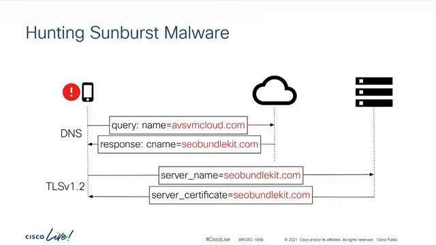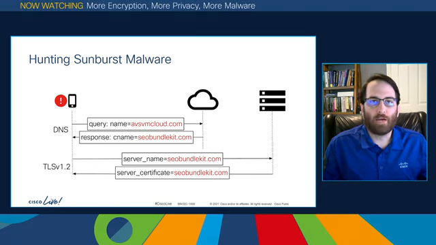The infected client will then initiate a TLS handshake where we can see the indicator of compromise seobundlekit.com in both the TLS client hello and the server name extension, and in the server certificate and the subject alternative name extension. So a couple of interesting things here. From a passive DNS point of view, if you're only looking at DNS requests, you can see the infected host reaching out to the command and control server, but you can't tell whether or not the command and control server decided whether that endpoint was worth attacking.